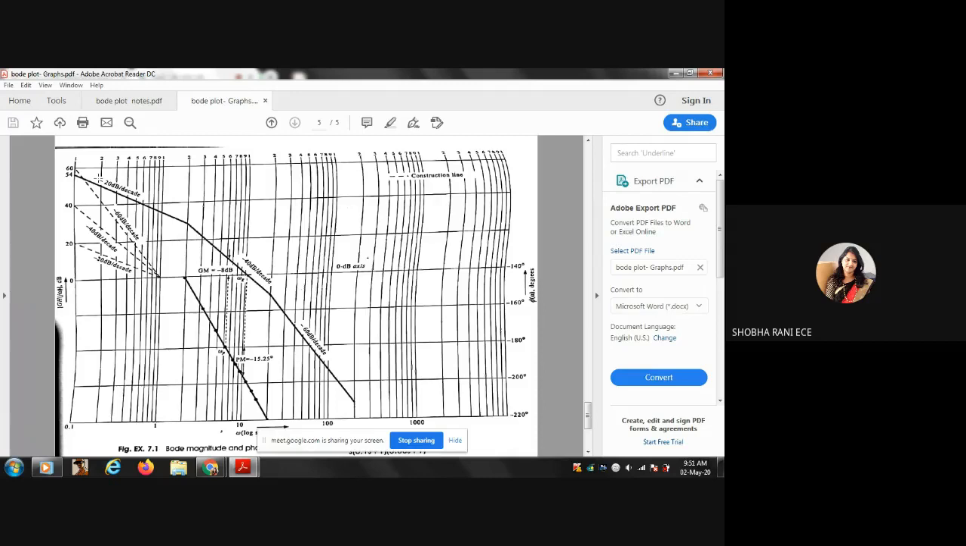I want to draw a line with slope minus 20 dB per decade. So draw a line here parallel to this horizontal line, and then measure angle X, because X represents the minus 20 dB line. Measure this angle X and mark it here, and then join that line from 54 dB up to omega 1 equal to 2 radians per second. So from omega equal to 0.1 to 2 radians per second, we have a line with slope minus 20 dB per decade.